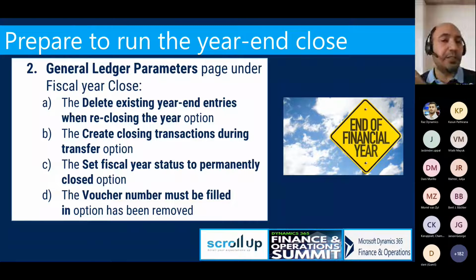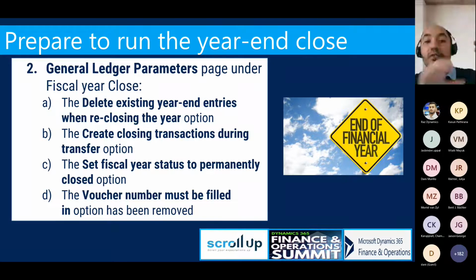First, delete existing year-end entries when reclosing the year. This option is very important. It's available in general ledger parameters. It's used to specify whether the system-generated opening transaction from a previous year-end close should be deleted when the year-end close is rerun. So if you would like to delete this opening that you have created when you do the rerun, you have to set this to yes.